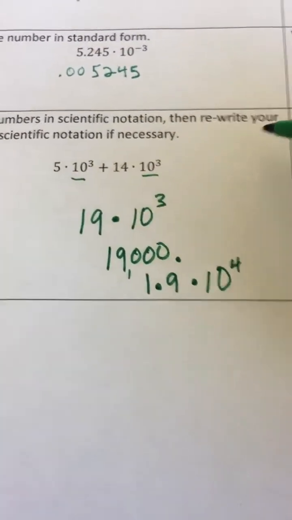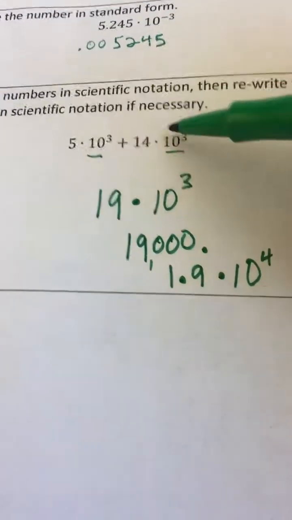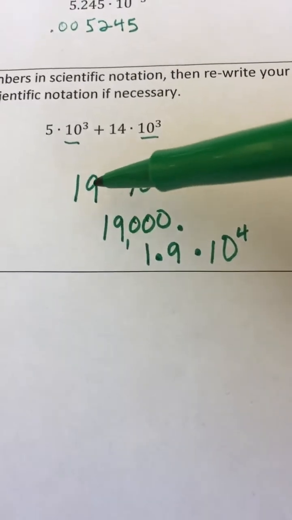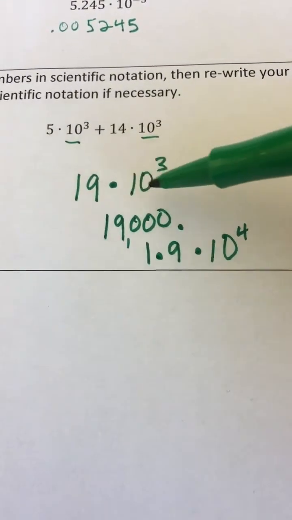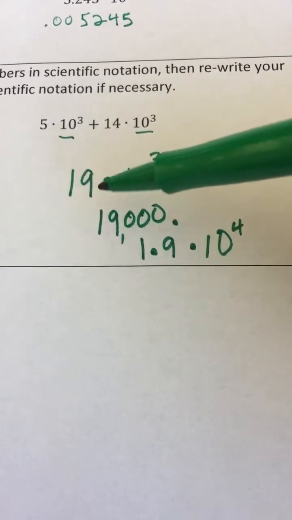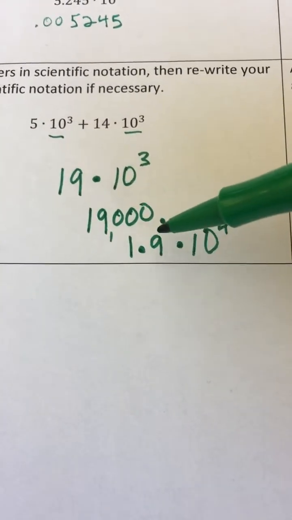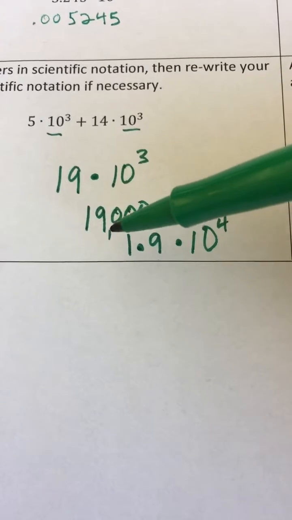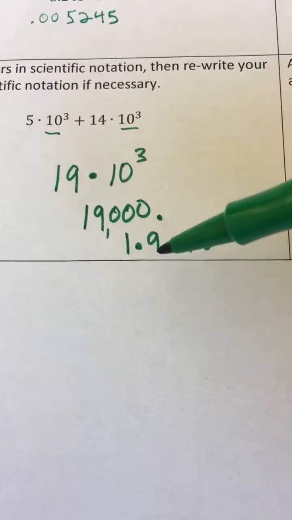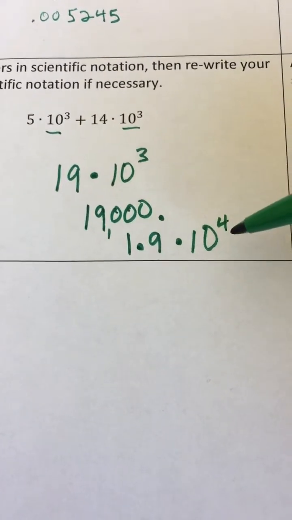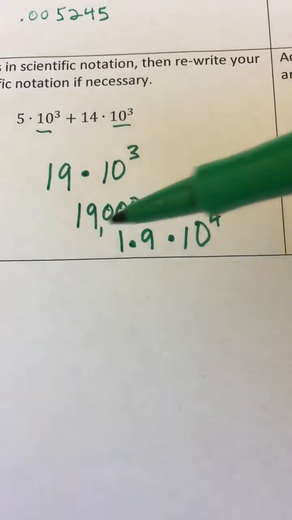Now, it does say rewrite your answer in scientific notation if necessary. This is not in proper scientific notation because 19 is not between 1 and 10. So the decimal should go 1, 2, 3, 4 places. That's 1.9 times 10 to the 4th, if you move it between the 1 and the 9.